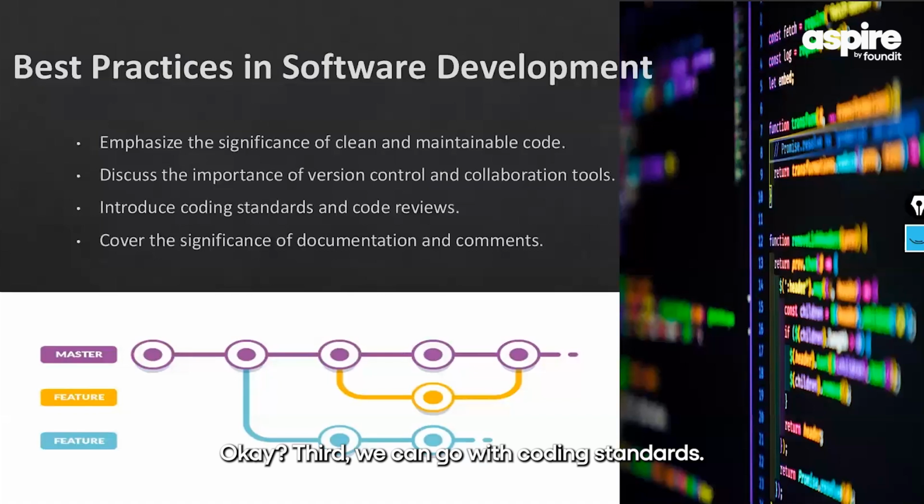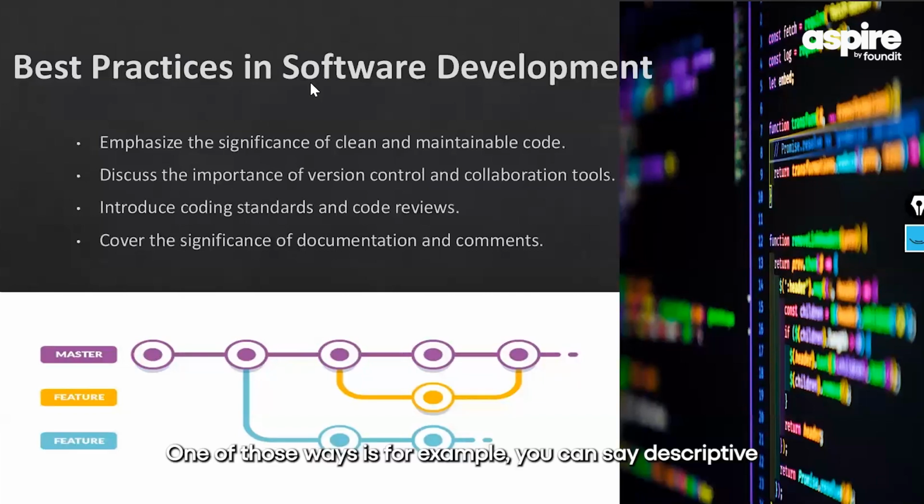Third, we can go with coding standards. Now, coding standards are like grammar for writing. When everyone follows the same rule, it's easier to understand each other. In software, coding standards make sure all developers write code in a consistent way. I can tell you a few ways how I keep my code clean and maintainable.